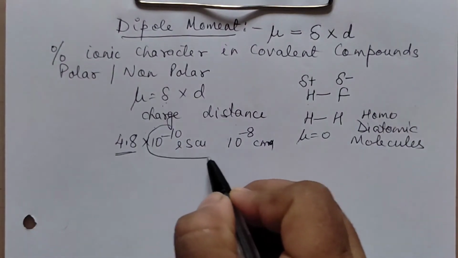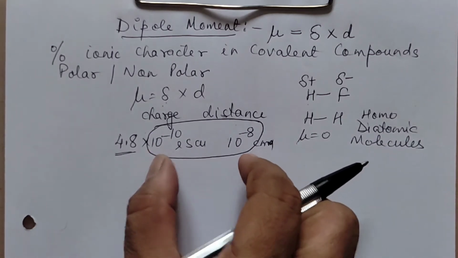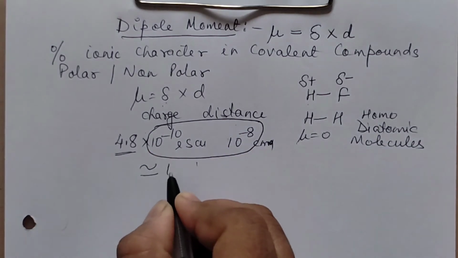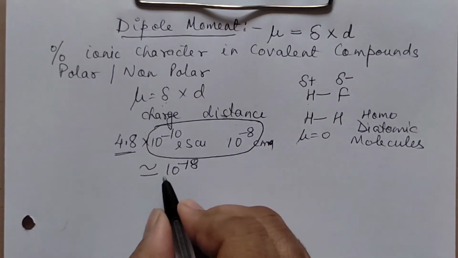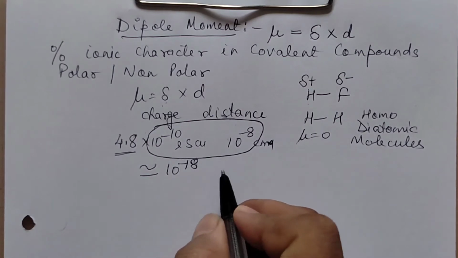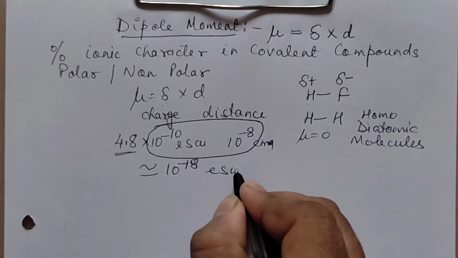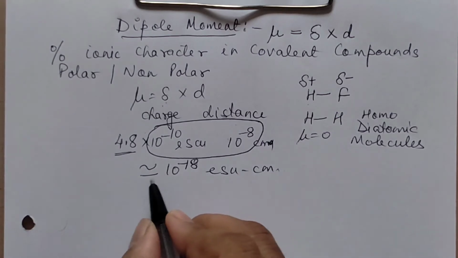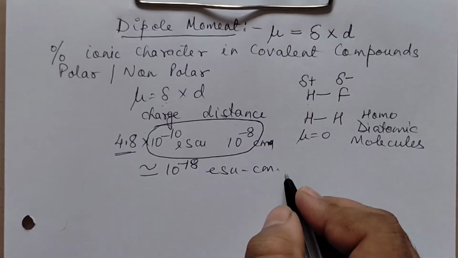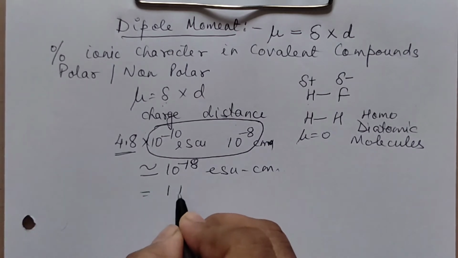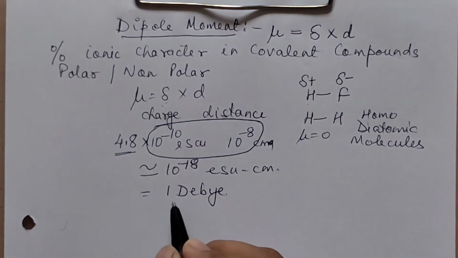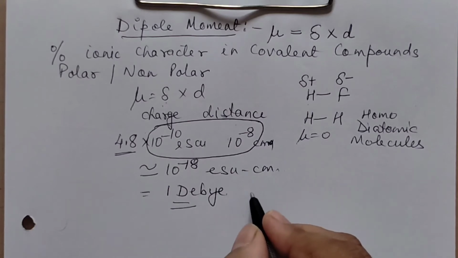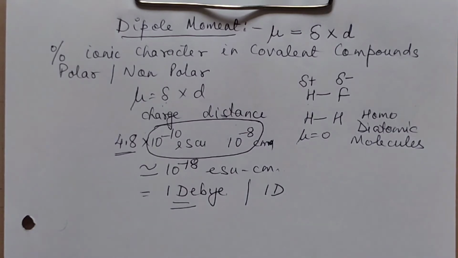So this part remains constant. That means it is something of the order of, if I take the product, 10 to the power minus 18 ESU centimeter. Right? So 10 to the power minus 18 ESU centimeter is taken as equal to 1 Debye. That means the unit of dipole moment is Debye. Or we can simply write it as 1 capital D. That is the symbol of the unit of the dipole moment.